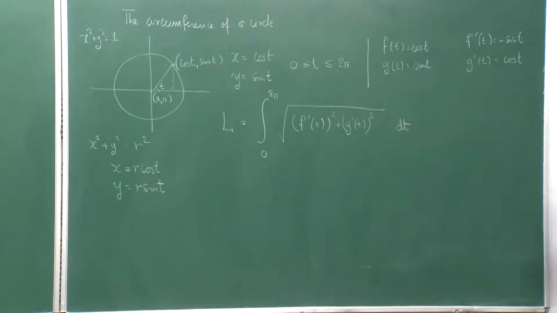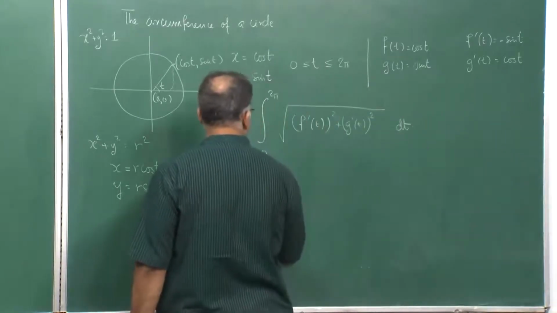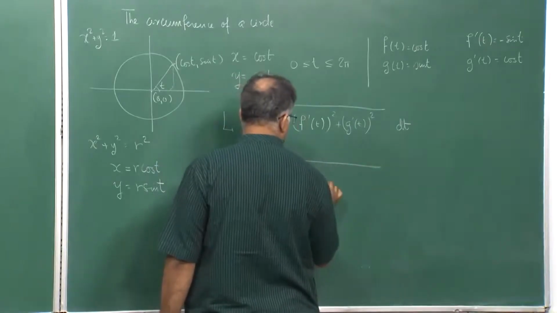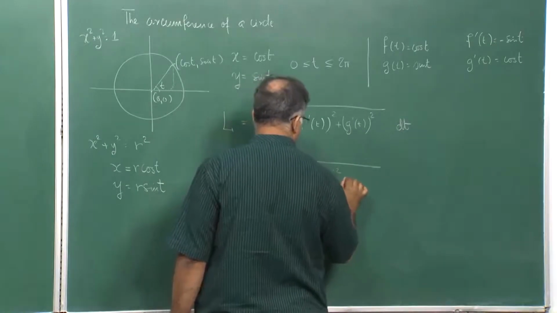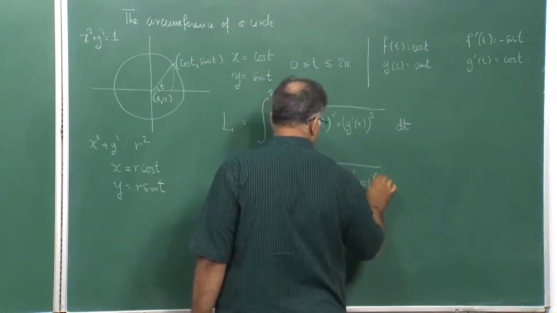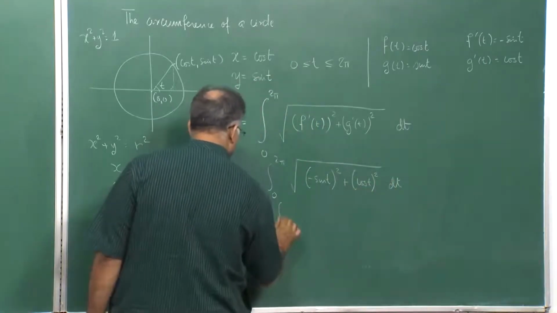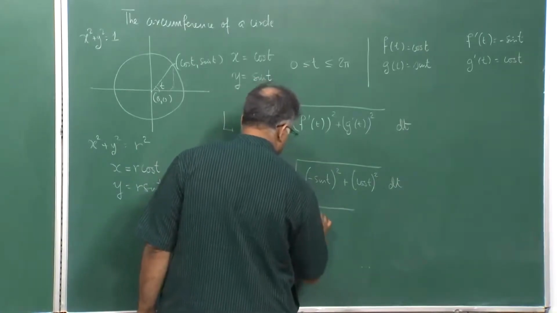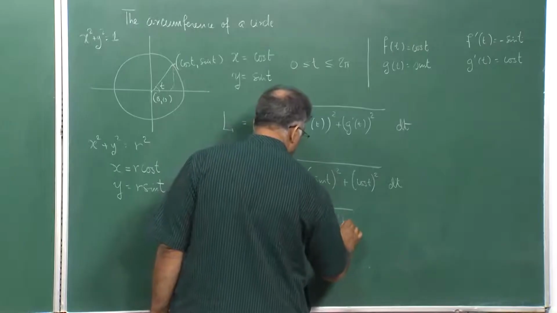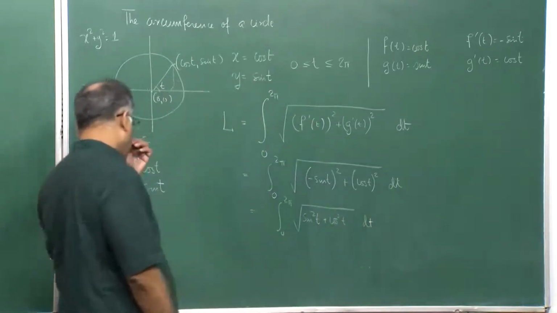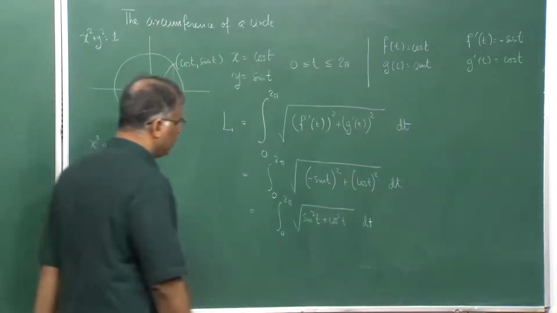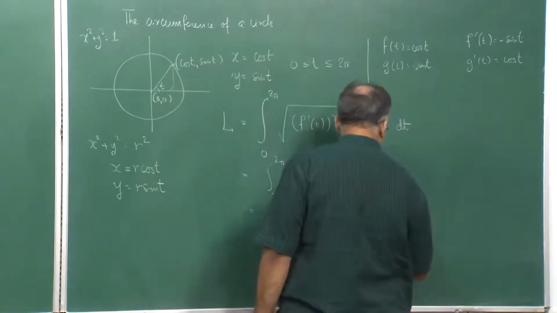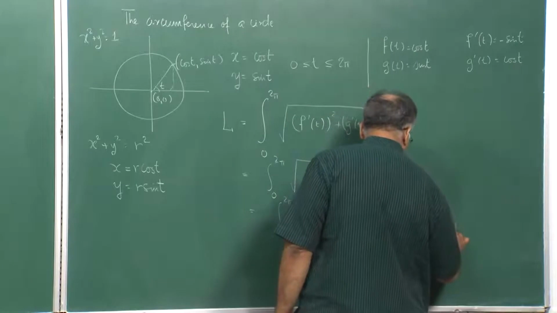So, what do you get? Here you will get the integral from 0 to 2 pi of the root over minus sin t square plus cos t square dt, and that will become the integral from 0 to 2 pi of the root over sin square t plus cos square t dt. Sin square t plus cos square t is 1 and the root of 1 is 1. So, this is equal to the integral from 0 to 2 pi of dt, which is finally 2 pi.